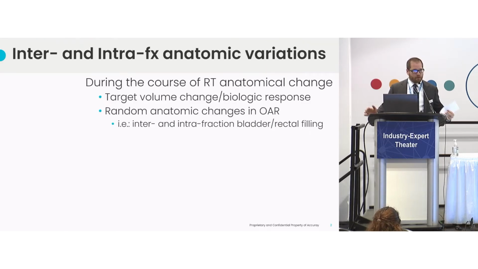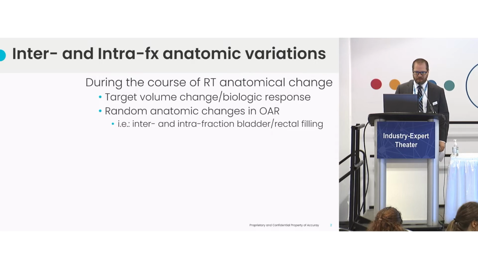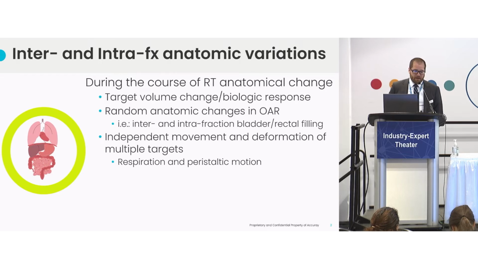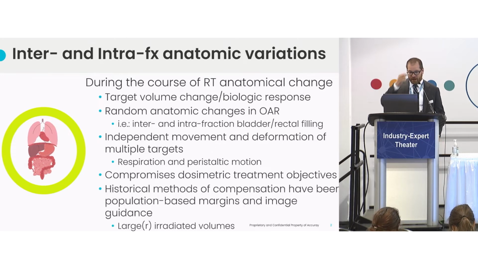So we know during the course of radiation therapy that there exist inter- and intrafraction anatomic variations. The target volume can change. You could have a biologic response. There are random anatomic changes in organs at risk. And there are inter- and intra-fraction bladder and rectal filling occurrences. And we know there are independent movement and deformation of multiple targets, such as with respiration and peristaltic motion. And all this can compromise the dosimetric treatment objectives.